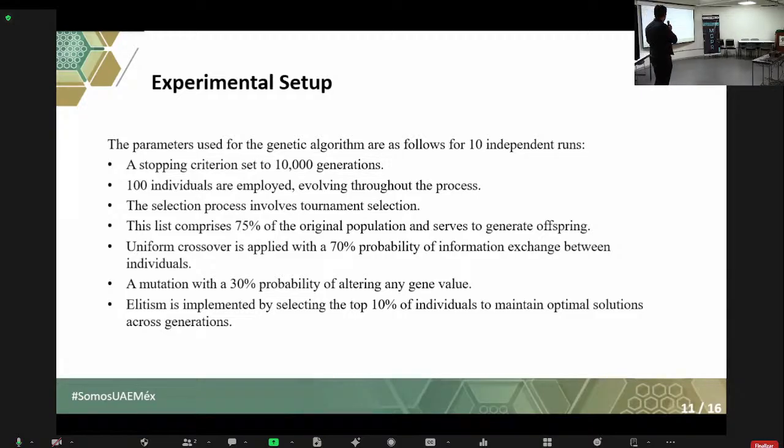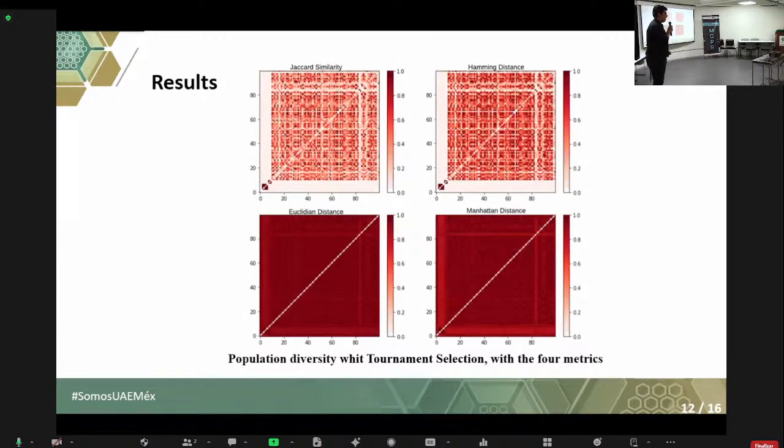And finally, I use an elitism operator, in this case only taking the 10% best individuals existing in the population. Well, those are my results.